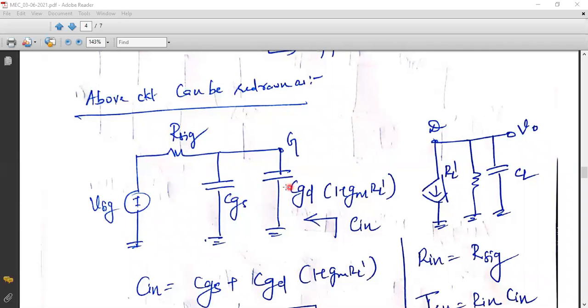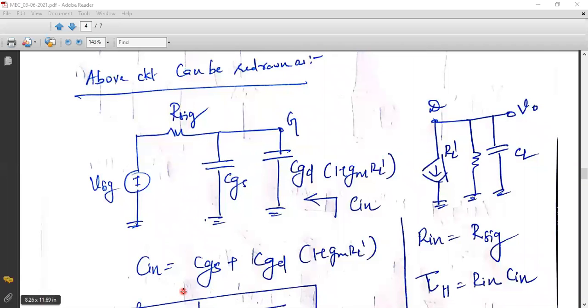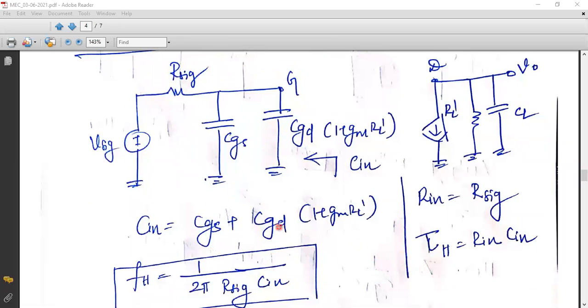Okay. Now you can see these two capacitors, they are what? They are parallel, isn't it? They are sharing the common terminals, that is gate and ground. So they are parallel. So what is the total capacitance? Total capacitance, I can consider it as C in because this is your input part, input circuit. So the total equivalent capacitance C in is CGS plus CGD into 1 plus GM into RL dash. This is the Miller equivalent capacitance. Please note down, this is the Miller equivalent capacitance. So Miller will consider only this C in to compute our time constant as well as the cutoff frequency.